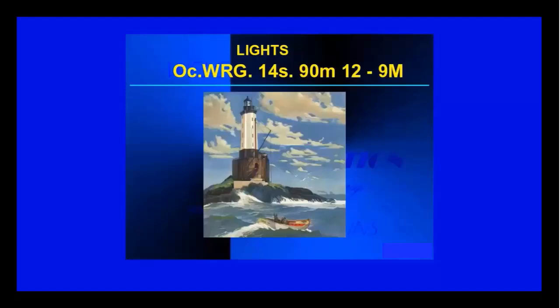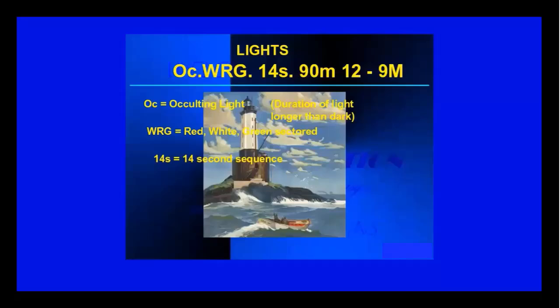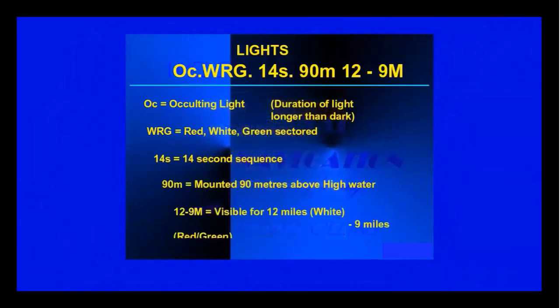12-9M, for example, means that this light is an occulting type. It means that the duration of light is longer than the duration of darkness. It's a white, red and green sectored light with a 14-second sequence, which in this case includes one long flash followed by a shorter period of darkness. The light is mounted 90 meters above high water and visible for a maximum of 12 miles on the white and 9 miles on the green or red.